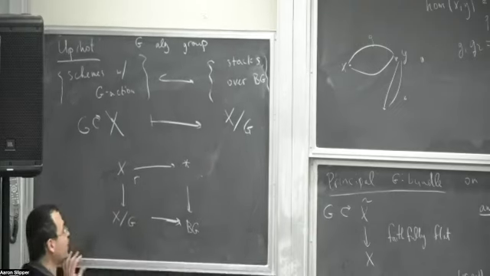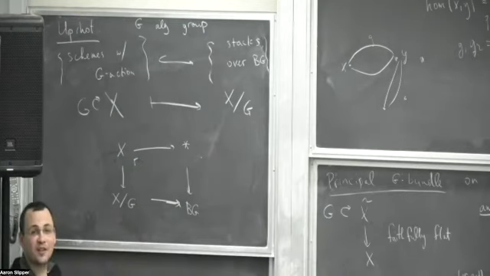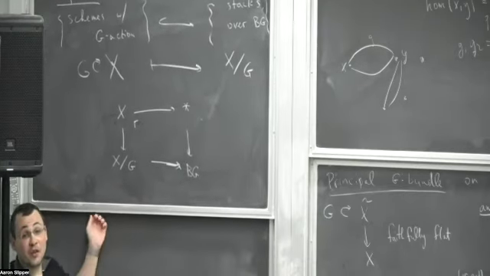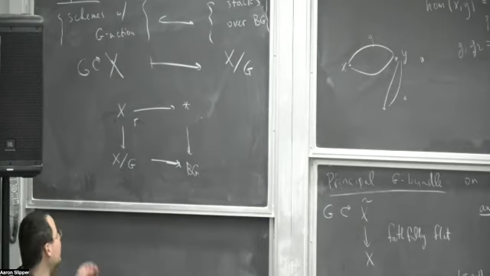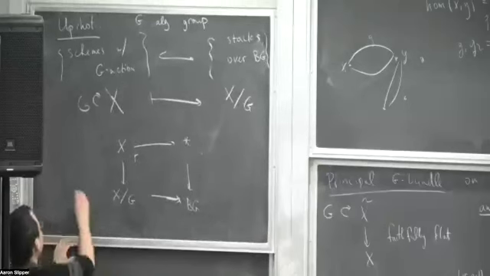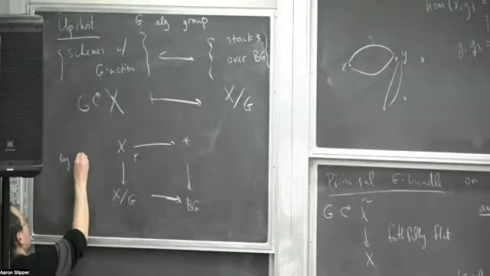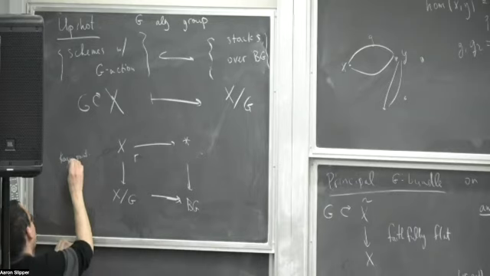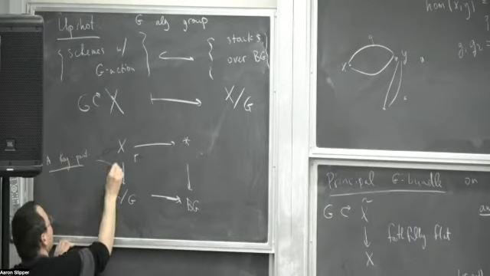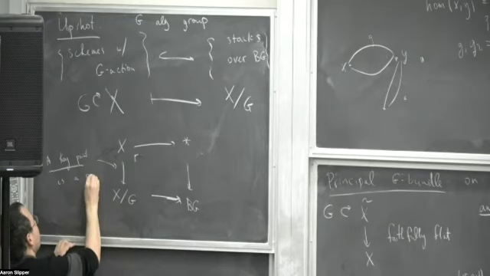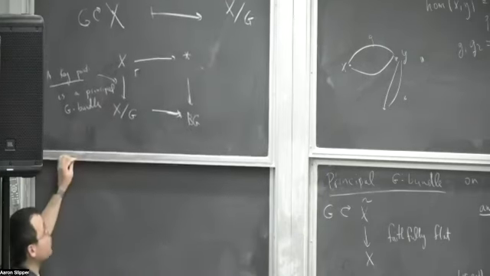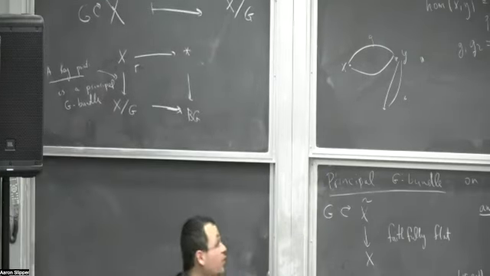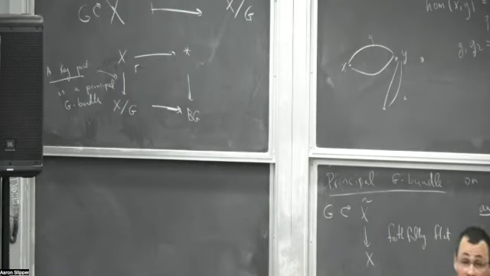Let me rewrite this diagram like this, keeping in mind having some notion of which morphisms, which maps, should be vertical and which maps should be horizontal. So the key point is that for any x, a key point is that this map is a principal G1.